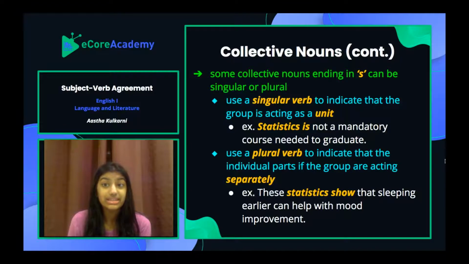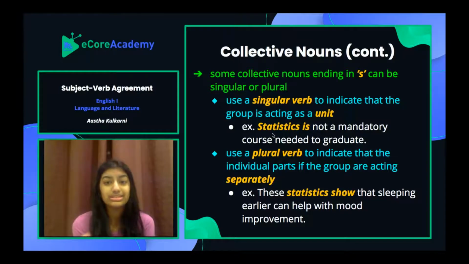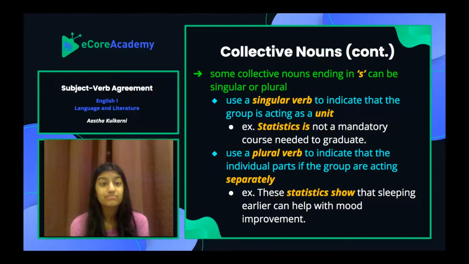Some collective nouns ending in S can be singular or plural. So you're going to have to use a singular verb to indicate when the group is acting as a unit. And then you're going to use a plural verb to indicate if those parts are acting separately. So I'm going to use the same subject so you can see the variation between the two. So statistics is our subject. It has an S at the end, so most people would think it's a plural subject. But as we know, there are 2 different meanings of statistics. Statistics can be facts, or statistics can be a class, which would be 1 unit.